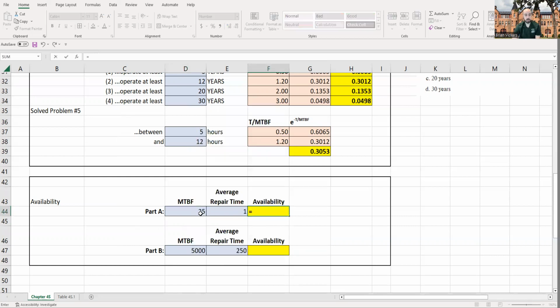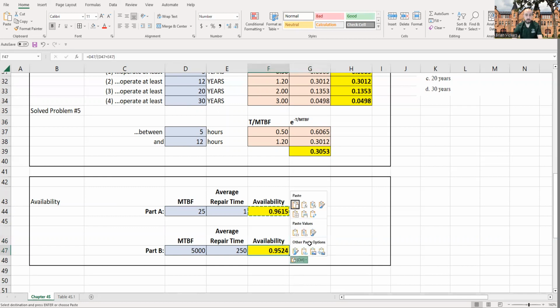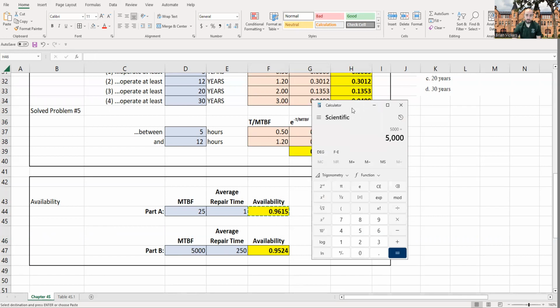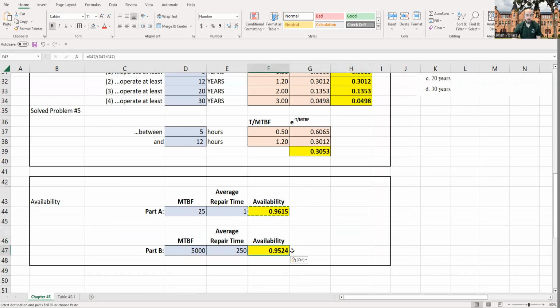On a calculator, you do this divided by open parentheses, this plus this, close parentheses, done. You can actually just copy and paste this formula and it does it for me, 95.24%, but I can also do it here. I can do 5,000 divided by 5,000 plus 250 is 5,250, 5,000 divided by 5,250, 0.9524 matches up.